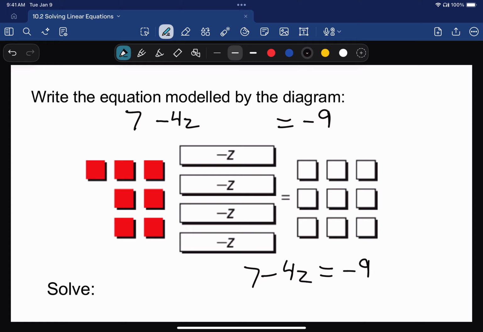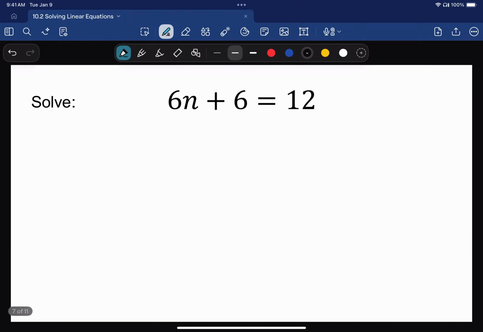Okay, so as long as we can figure out how to model our equations using the algebra tiles, we are off to the races. This is a good start. So now I'm going to show you how to use opposite operations in order to actually solve for our variable in these cases. Okay, so here we go. Let's do this one as an example. So 6n plus 6 equals 12.